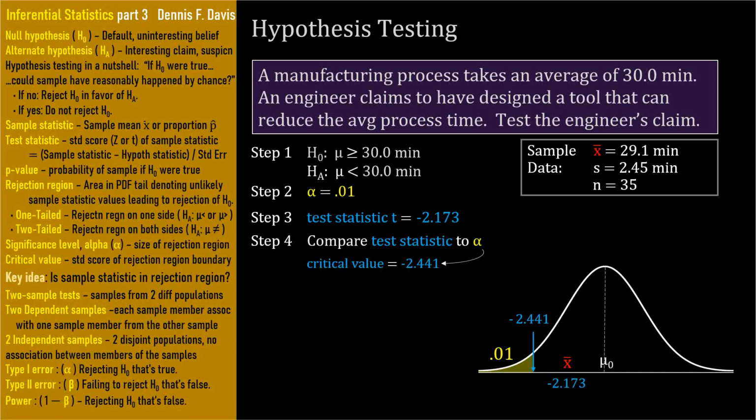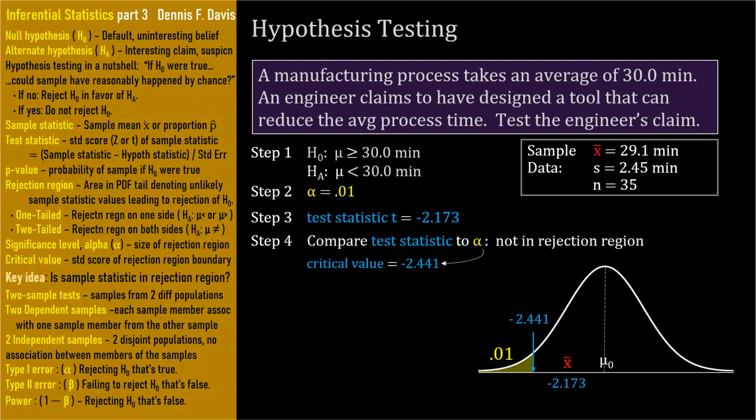So the critical value, marking the boundary of the rejection region, is negative 2.441, and our test statistic from our sample is negative 2.173 here. Since the test statistic is not in the rejection region, the test fails to reject H0, which we'll do in step 5. Now let's use the p-value method. We should get the same answer.